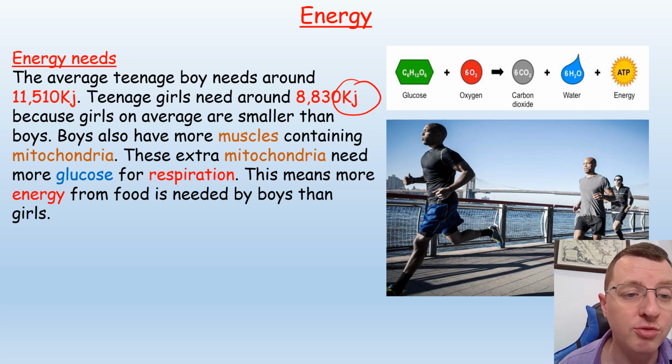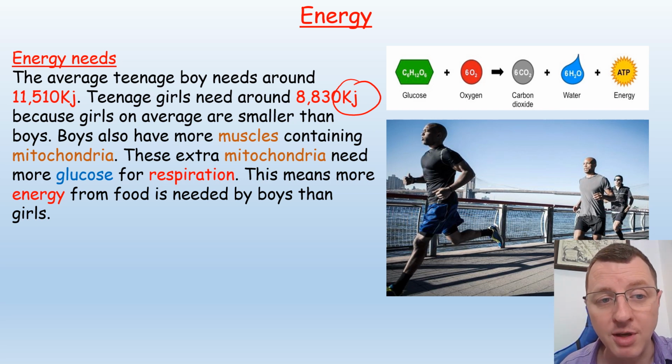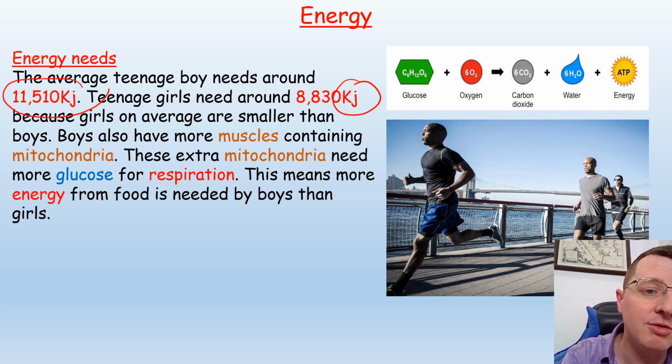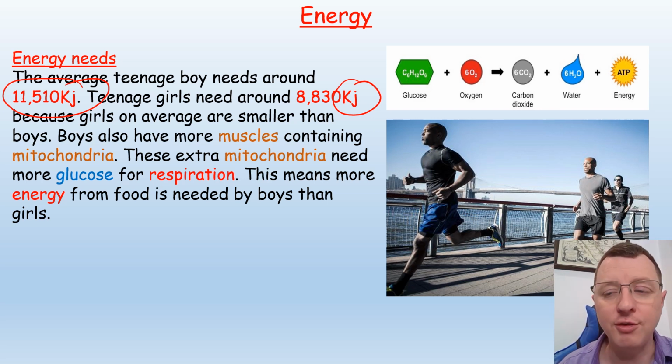The extra mitochondria are going to need more glucose for more respiration, and this means more energy from food is needed by boys than girls. Therefore boys will need more carbohydrates within their diet in order to meet these increased energy needs, and it's that chemical energy trapped in the carbohydrates, trapped in the glucose molecule itself, which is a carbohydrate, that's released in respiration.